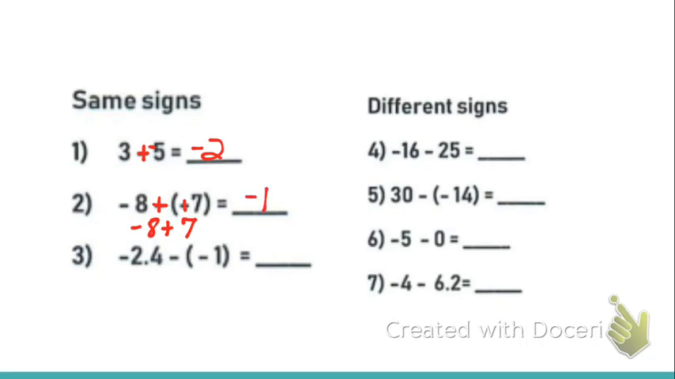8 minus 7 is 1, and it's going to be positive or negative? Negative. Very good. Okay? And then we have -2.4 minus -1. So plus +1. Remember, change the subtraction to addition. Change the sign of the second number. So now we have -2.4 plus 1. Different signs, so we're going to subtract. 2.4 minus 1 gives us 1.4. And it's going to be negative because 2.4 was negative.